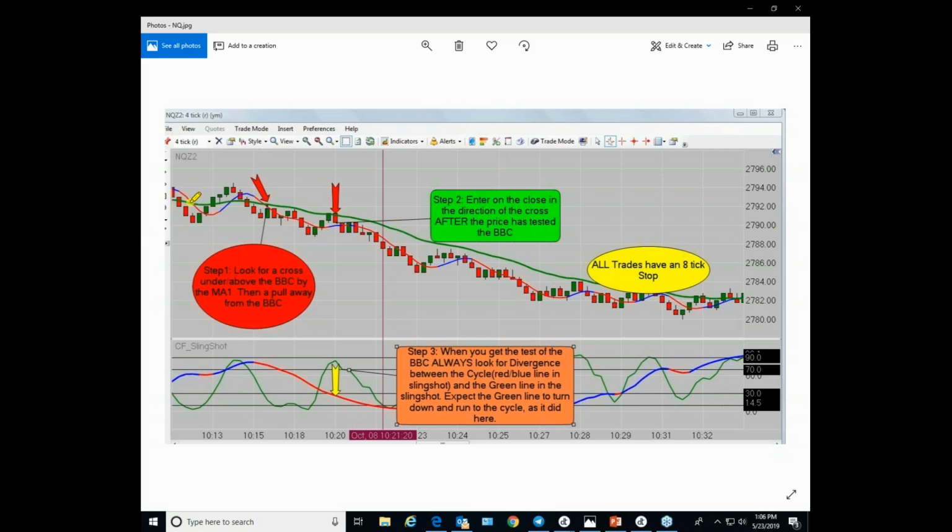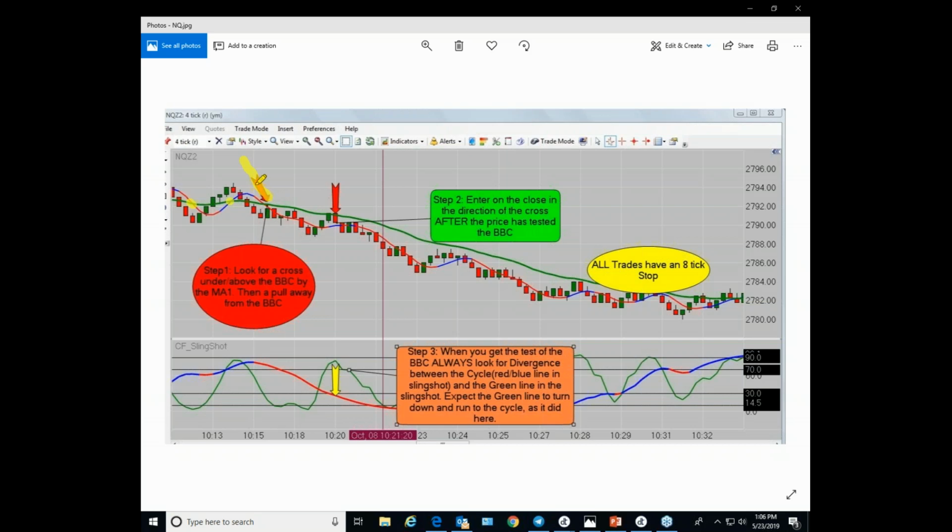If the MA1 is red and crossing the BBC, that's a bearish cross. If the MA1 is blue, crossing the BBC, that's a bullish cross. The one that's highlighted here is a bearish cross because the MA1 is red. Okay, so now what we're doing is we're looking for shorting opportunities.